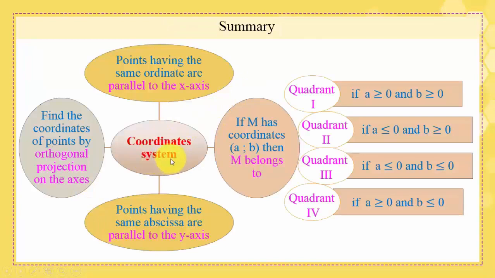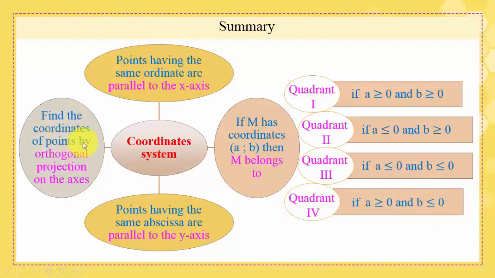Summary. Coordinate system. Points having the same ordinate are parallel to the x-axis. If M has coordinates (a, b), then M belongs to quadrant 1 if a is greater than or equal to 0 and b is greater than or equal to 0. Quadrant 2, if a is smaller than 0 and b is greater than 0. Quadrant 3, if a is smaller than or equal to 0 and b is smaller than or equal to 0. Quadrant 4, if a is greater than or equal to 0 and b is smaller than or equal to 0.